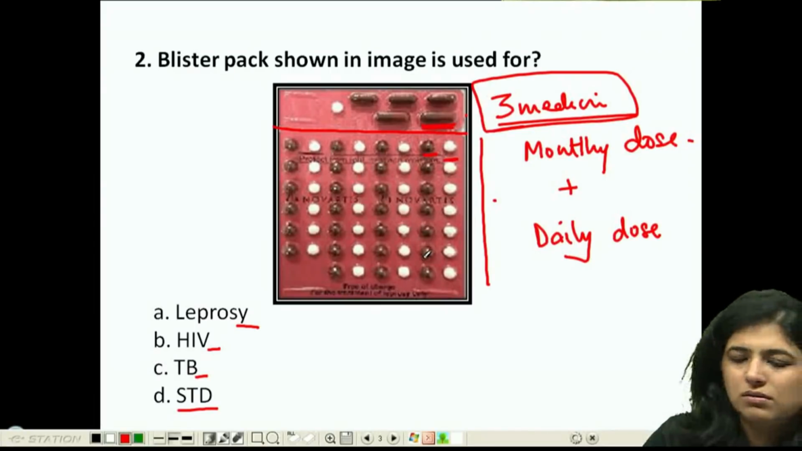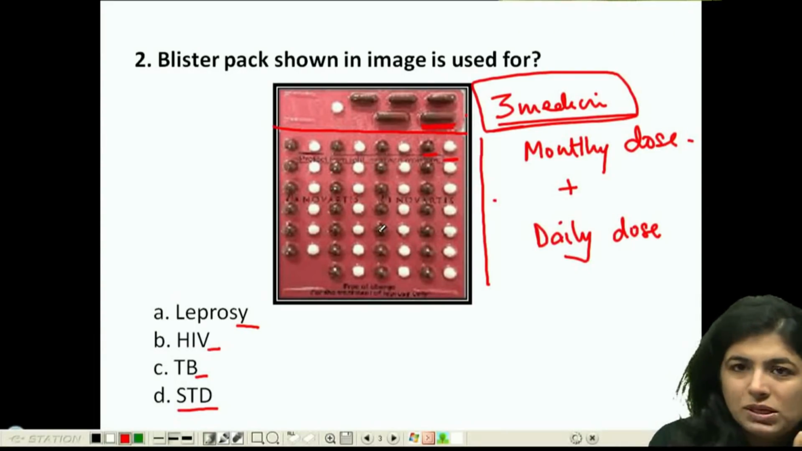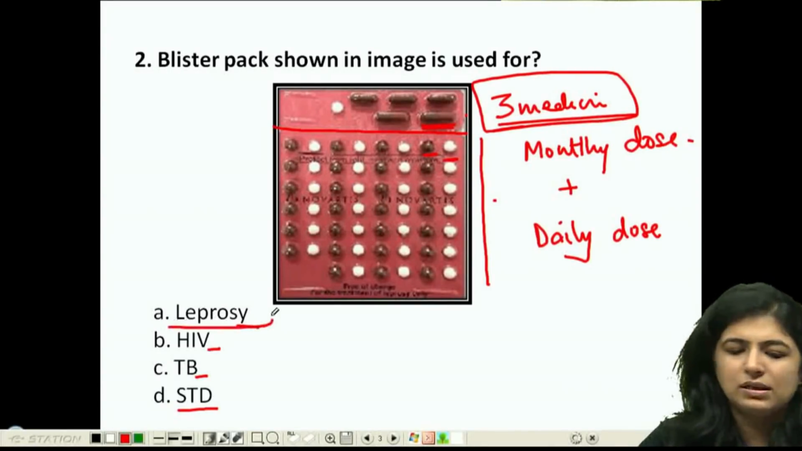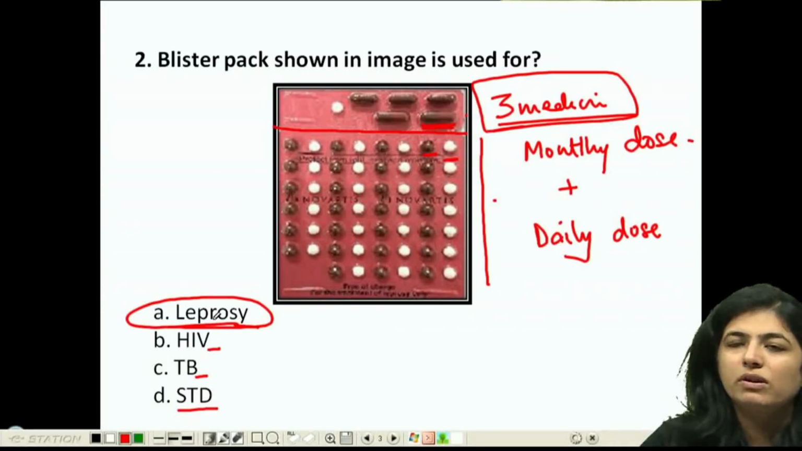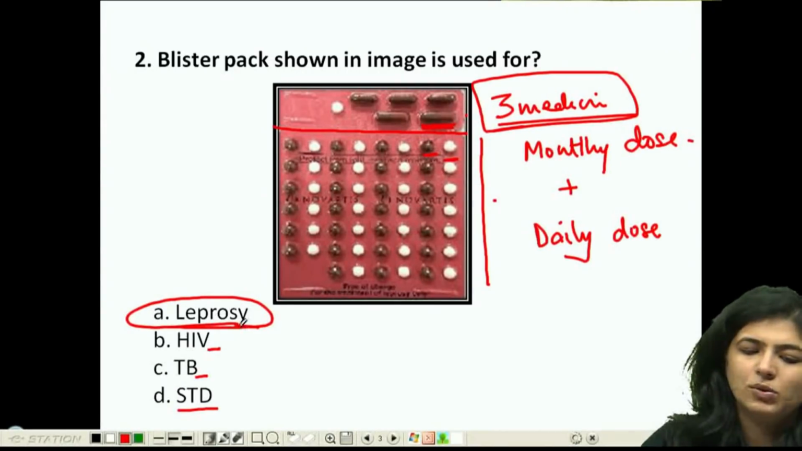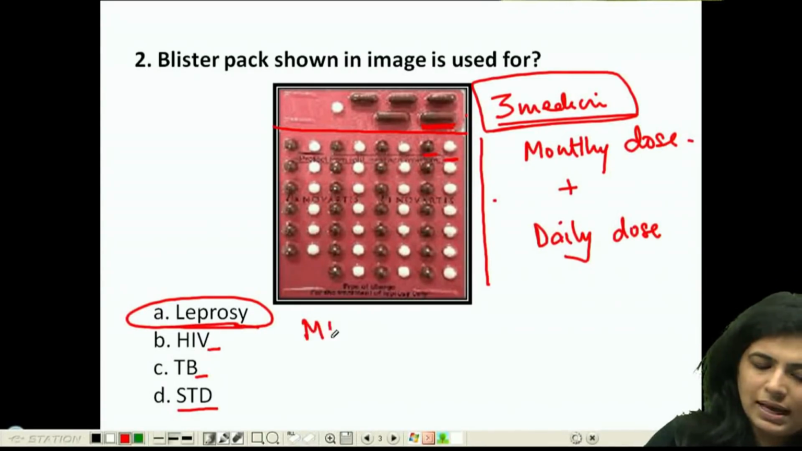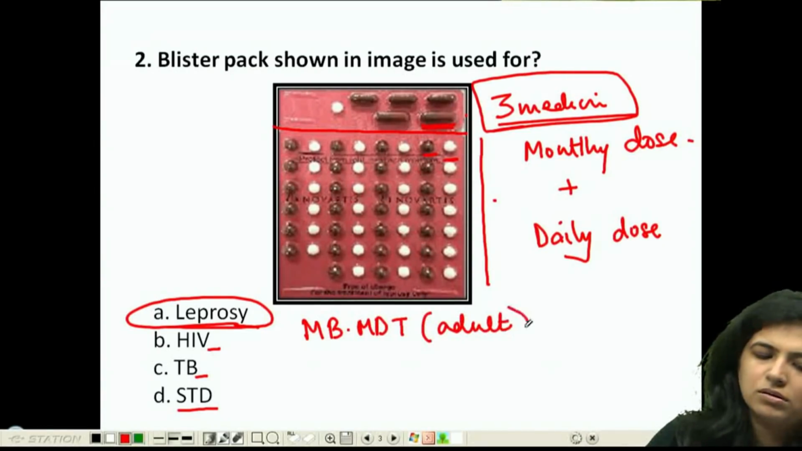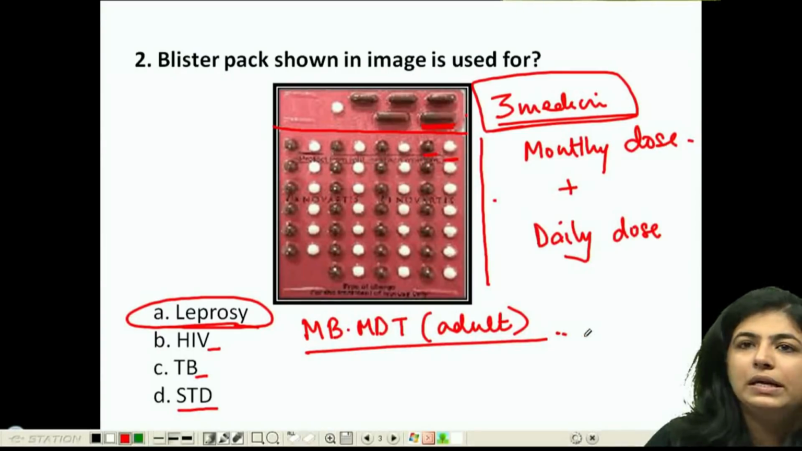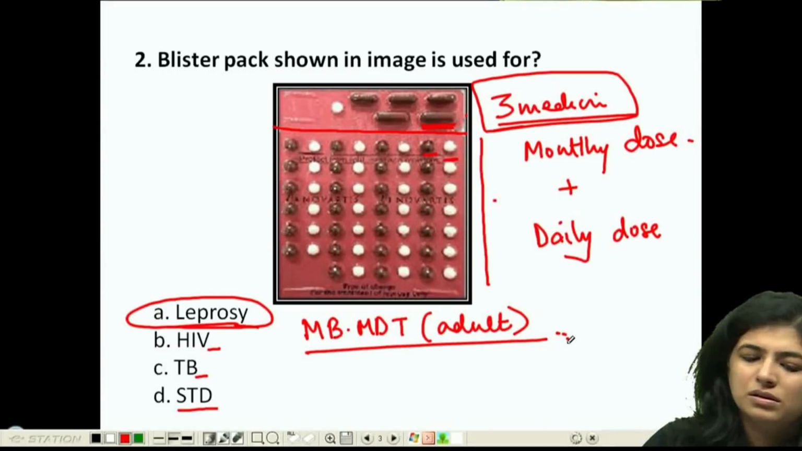So this is what this image tells you. One is white, one is red, that's it. So which of these four has such a kit where you give monthly doses to the patient and you give them daily treatment? That is only seen in leprosy. So that will help you identify this question here. So this is the leprosy treatment. MB, MDT, adult. Okay, this is what you will see here.